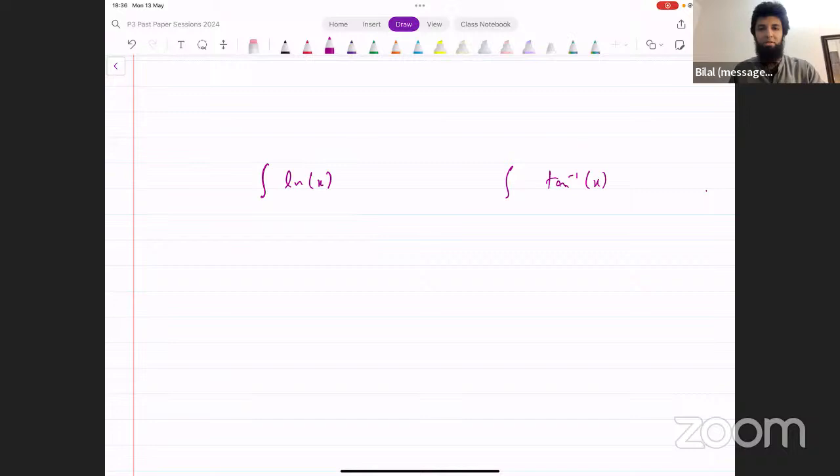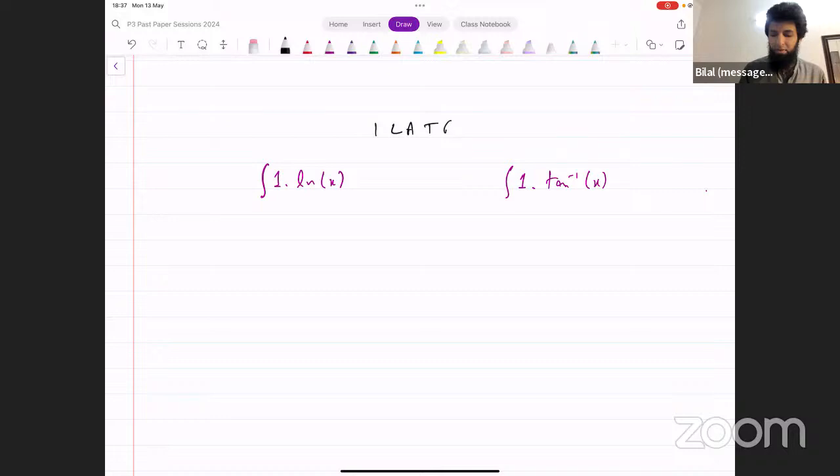Okay, now how are they done using integration by parts? They are not products. Integration by parts is used for products. You write this as a product. You say ln of x can be written as 1 into ln x, and tan inverse of x can be written as 1 into tan inverse of x. And now it's treated like a product. And what you do is, when you use ILATE here, in the first case, you have a log function.